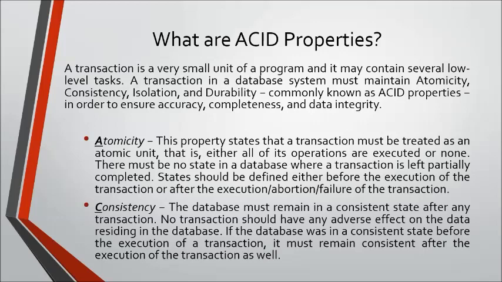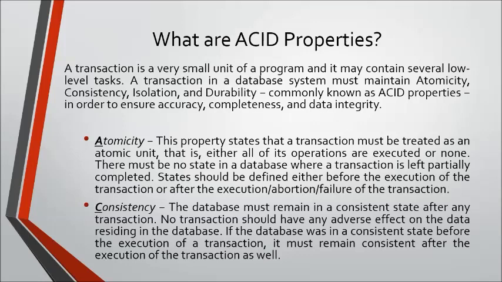What are ACID properties? A transaction is a very small unit of a program and it may contain several low-level tasks. A transaction in a database system must contain atomicity, consistency, isolation, and durability. This is commonly known as ACID properties. This is in order to ensure accuracy, completeness, and data integrity.